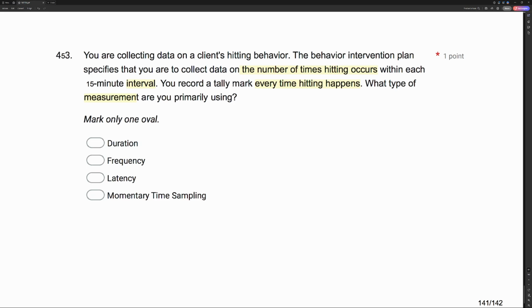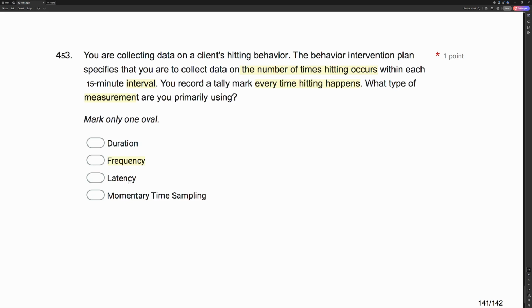And since we're taking a count, what are we using? Well, we're not using duration because duration is a length of time. We're using frequency, the frequency of hitting in those intervals. Now, latency, of course, is the time in between the SD and a response, which is not what we're using. Momentary time sampling would be at the end of the interval. We're looking at the whole interval, the 15 minutes, and taking frequency data on when the hitting occurs. So yes, typically when you're reading a measurement question and you read about intervals, you're thinking discontinuous.